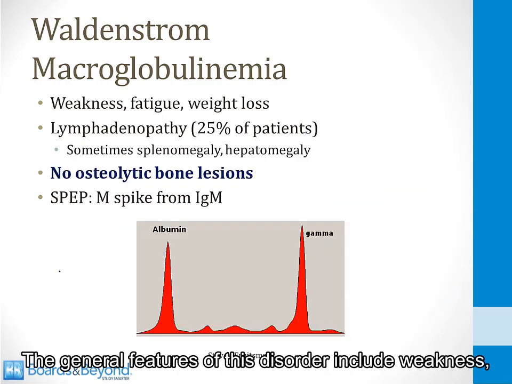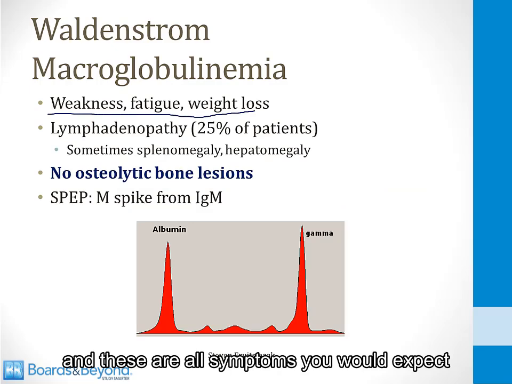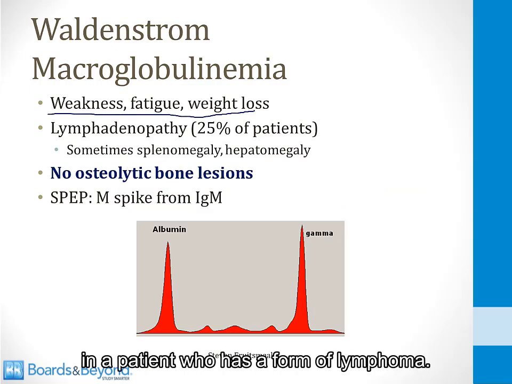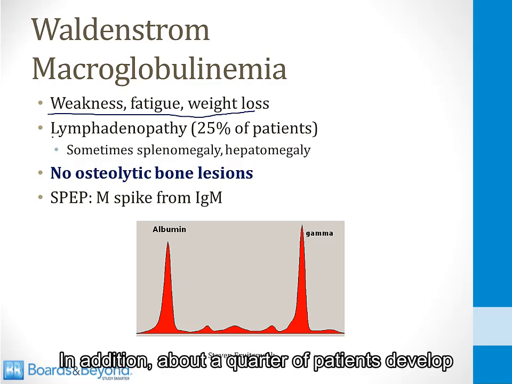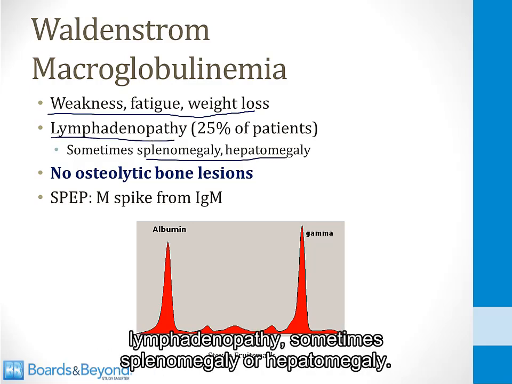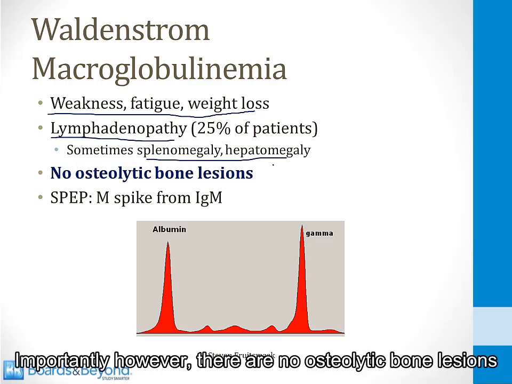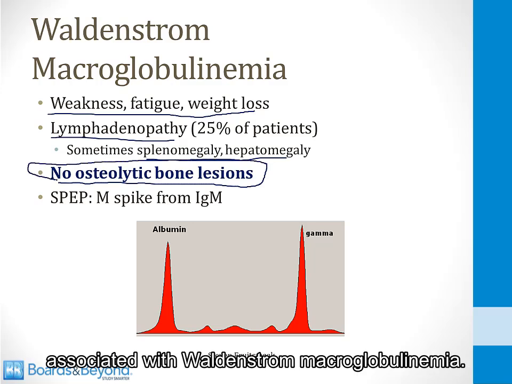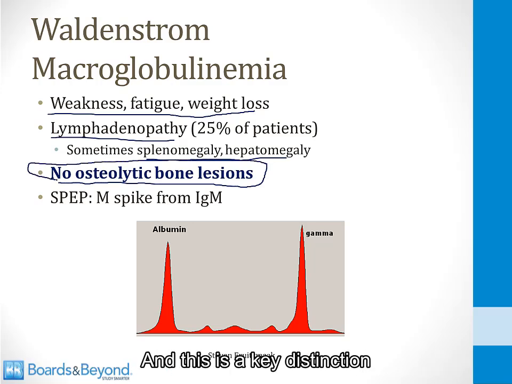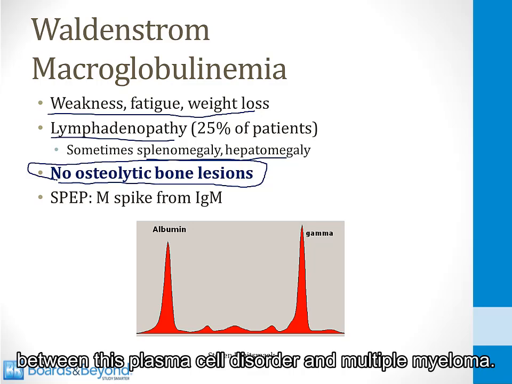The general features of this disorder include weakness, fatigue, and weight loss, and these are all symptoms you would expect in a patient who has a form of lymphoma. In addition, about a quarter of patients develop lymphadenopathy, sometimes splenomegaly or hepatomegaly. Importantly, however, there are no osteolytic bone lesions associated with Waldenstrom macroglobulinemia, and this is a key distinction between this plasma cell disorder and multiple myeloma.